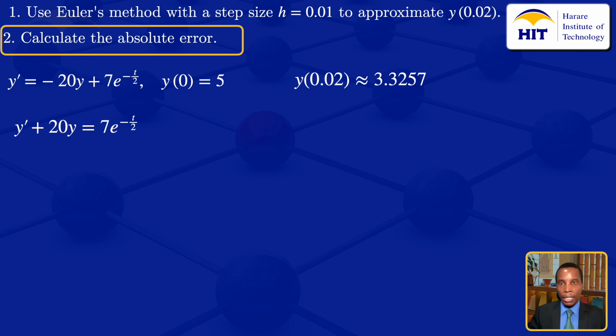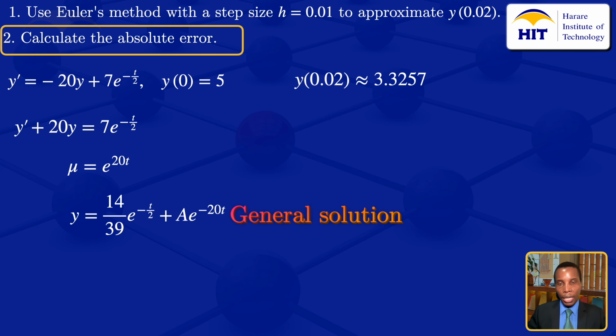When it is in this form, we can see that our integrating factor will be equal to e^(20t), so mu = e^(20t). When solving an equation using an integrating factor, we multiply throughout by the integrating factor. And then what we obtain for y is y = (14/39)e^(-t/2) + A e^(-20t). So what we have here is the general solution. I have skipped some parts because we looked at integrating factors in detail previously.